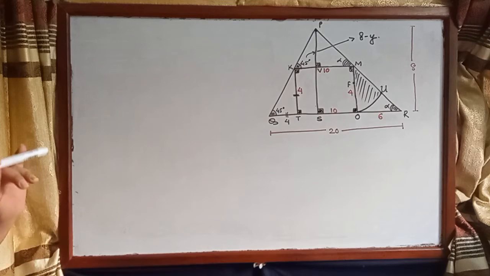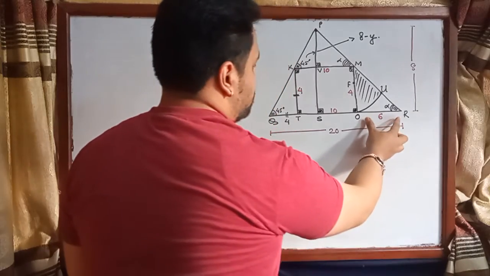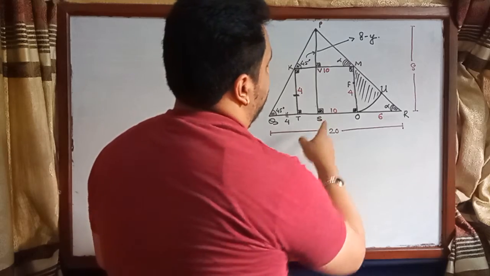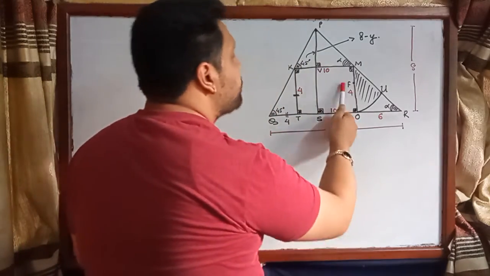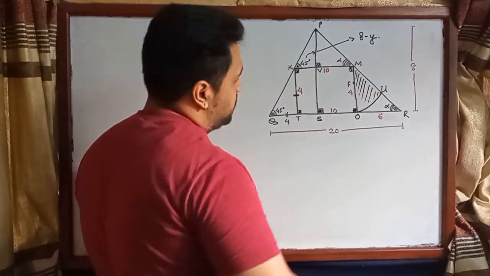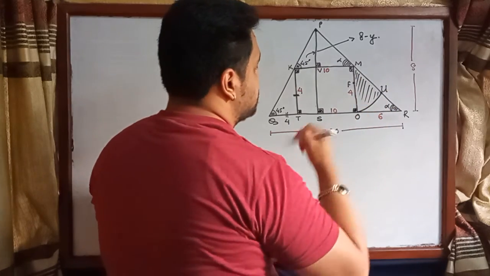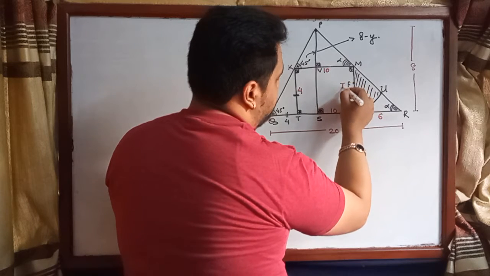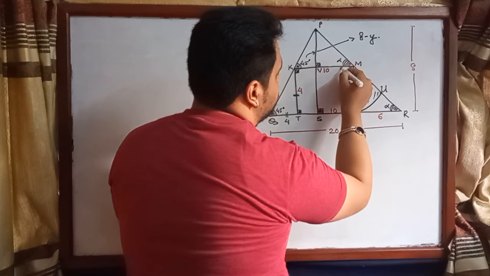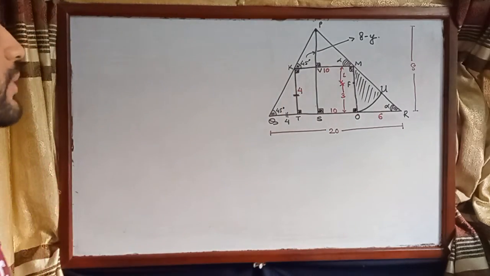Next. OR is equal to 6. Now, what were we given? I forgot. OF. Yeah. OF was given to be 3 by 4 times OM. Since OM is equal to 4, this will be 3 and this will be 1. Okay, FM will be 1.